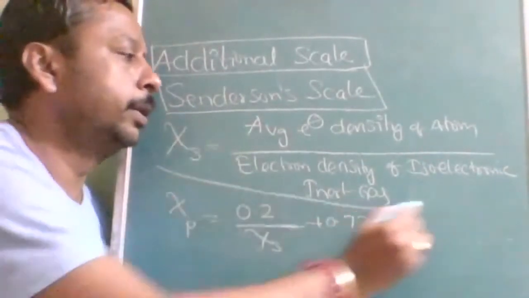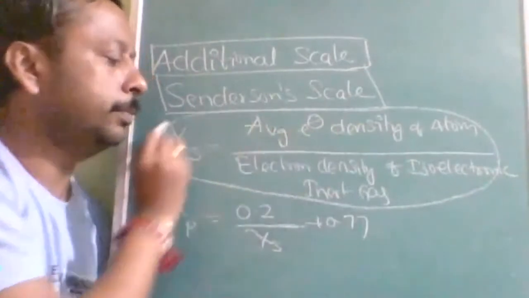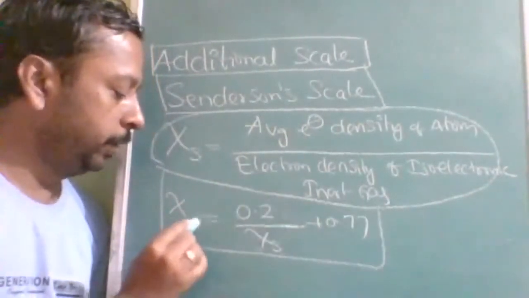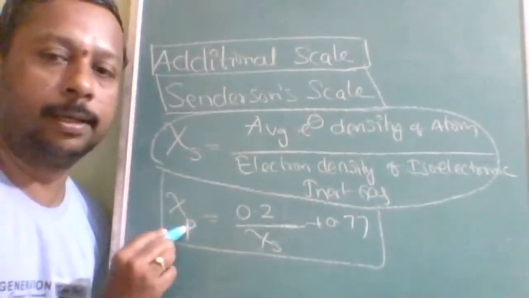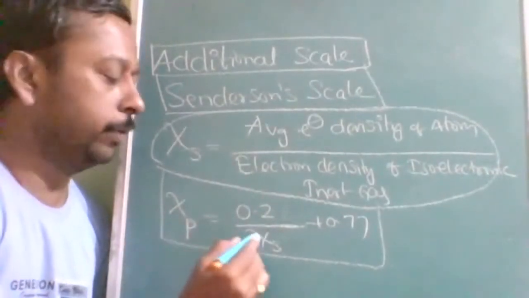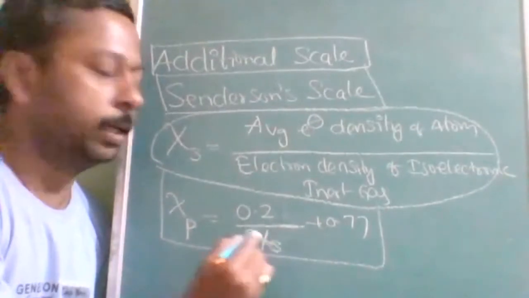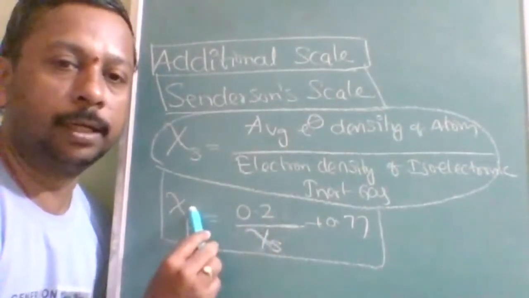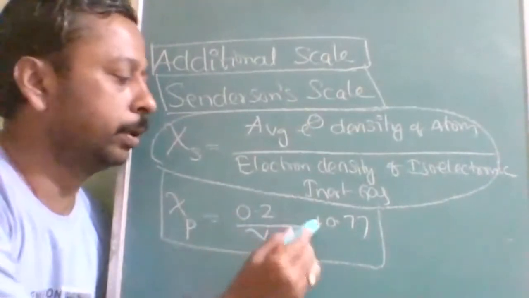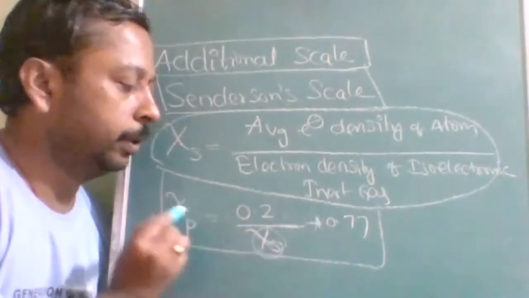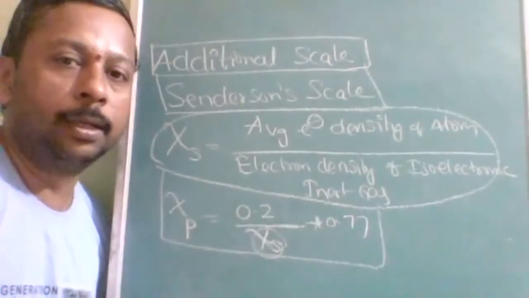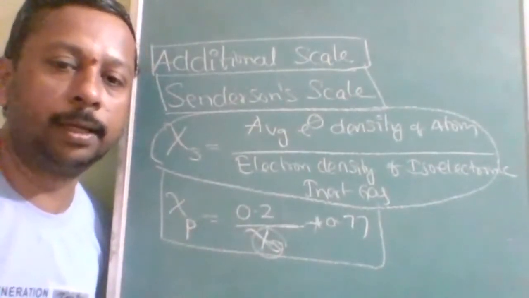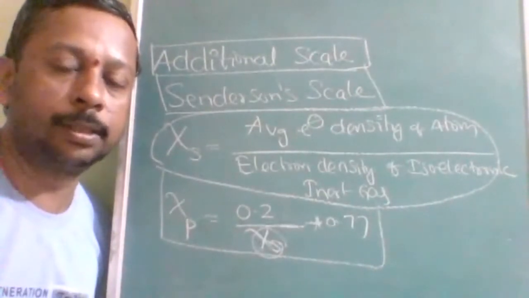There are rare chances, but bright chances are there. You will be given the Pauling scale electronegativity, and you may have to convert it into Sanderson scale electronegativity. Or you are given the Sanderson scale electronegativity, and you have to find out the Pauling scale electronegativity. Mostly this will be given, and this you have to find out. This is the relation between the Sanderson scale and Pauling scale electronegativity. Note this down and write.